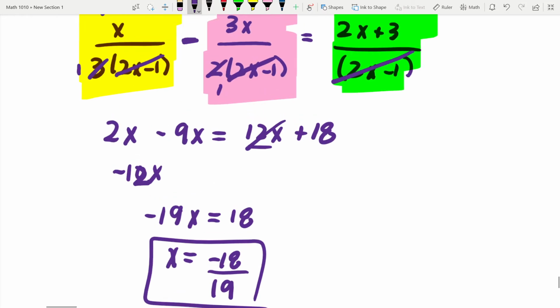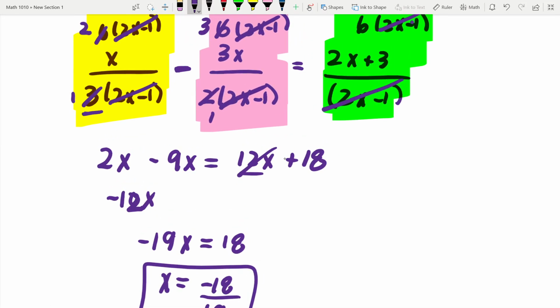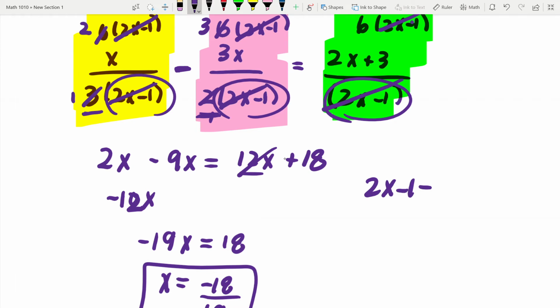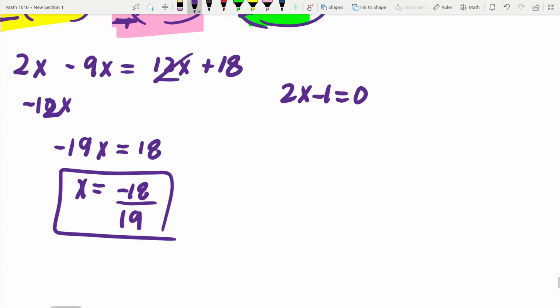Check restrictions. Look at the denominators. The 3 and the 2 are not restrictions. The only restriction I have is 2x minus 1. If I set 2x minus 1 equal to 0, I actually say it can't be 0. If you can go right to that answer, guys, do it. So look, the 1 comes over and becomes a positive, and then I divide by 2. So that means x can't be 1/2. So that is my domain.